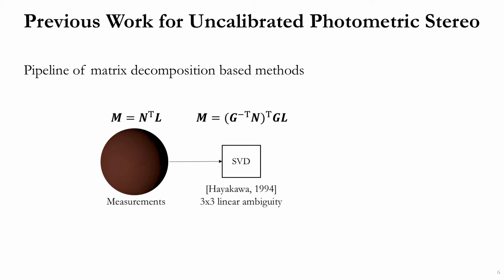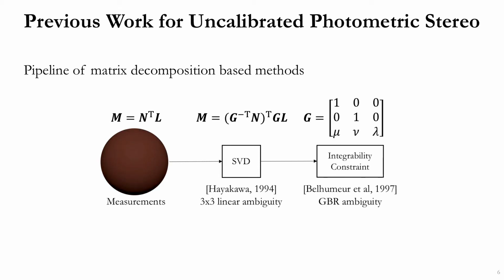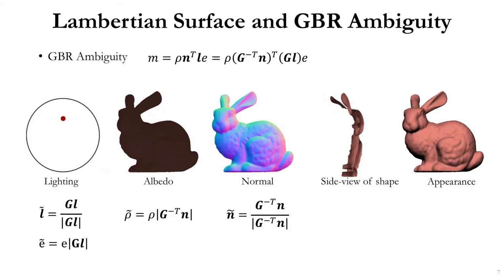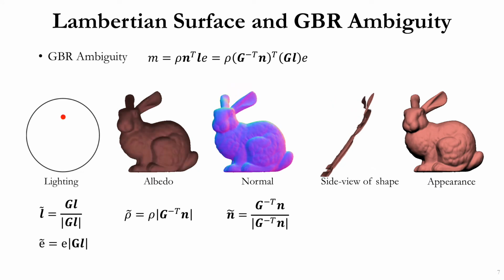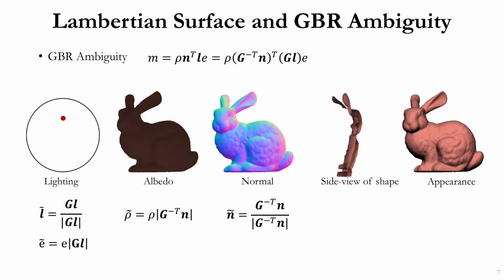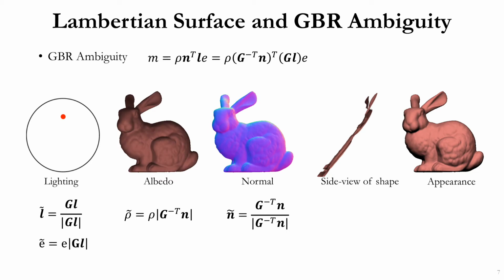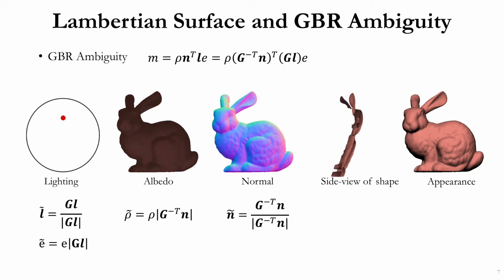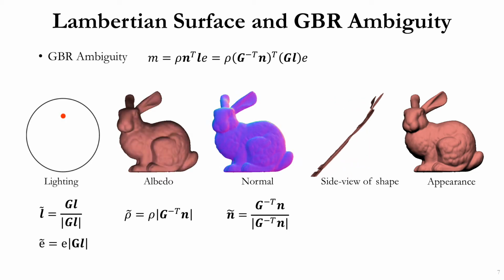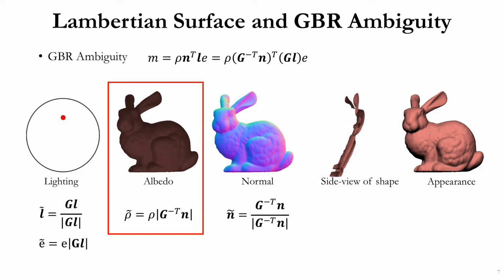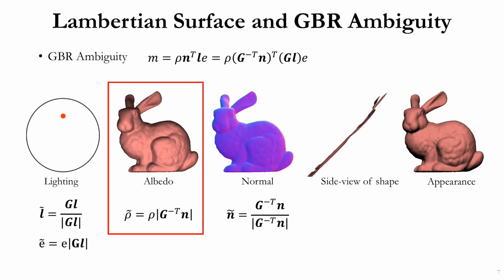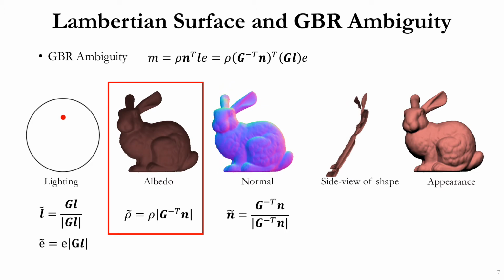However, there is a 3x3 linear ambiguity. By applying surface integrability constraint, the ambiguity can be reduced to a 3 parameters GBR ambiguity. This GBR ambiguity indicates that there are infinitely many combinations of light direction, light intensity, albedo, and normal that produce the same appearance. It is worth noting that, after GBR transformation, the albedo will become spatially varying according to the value of surface normal.